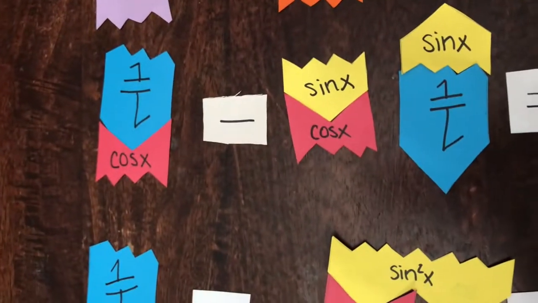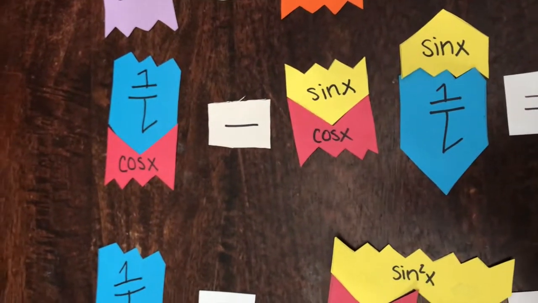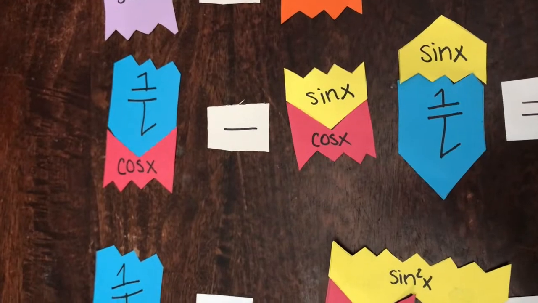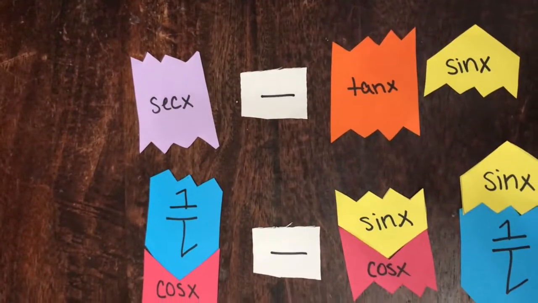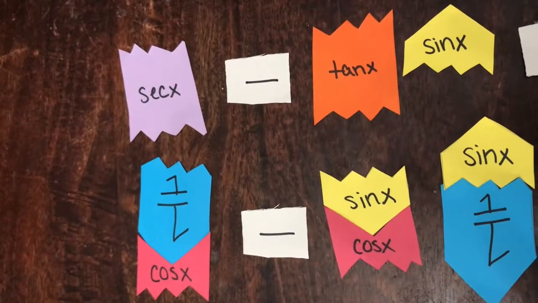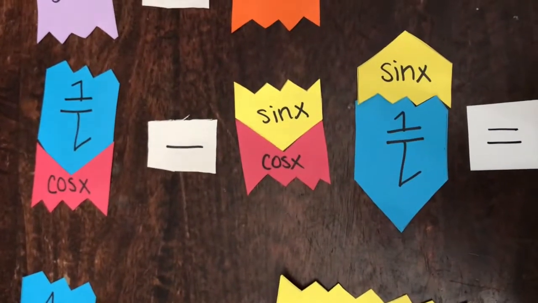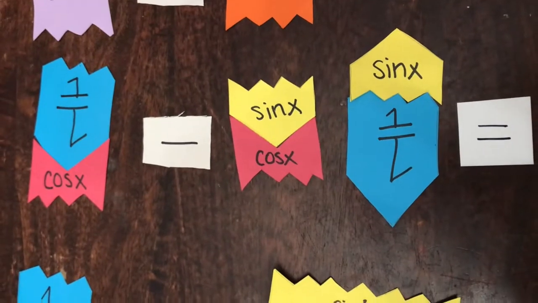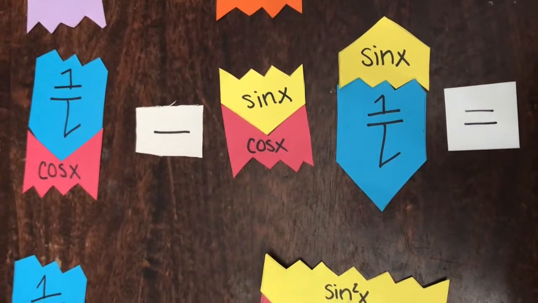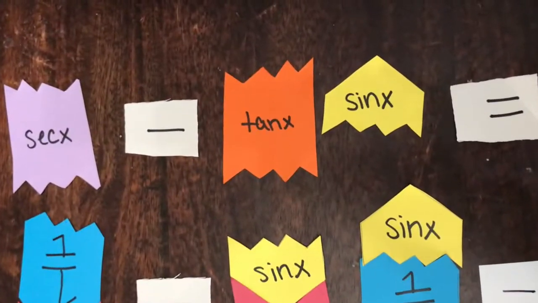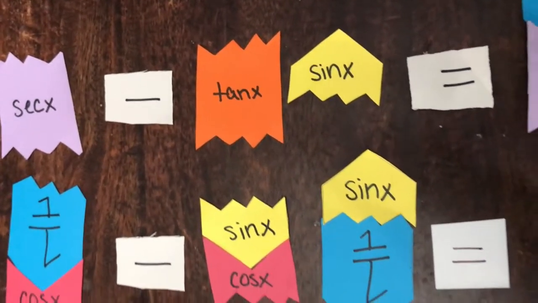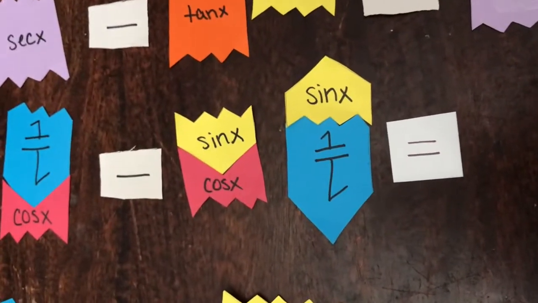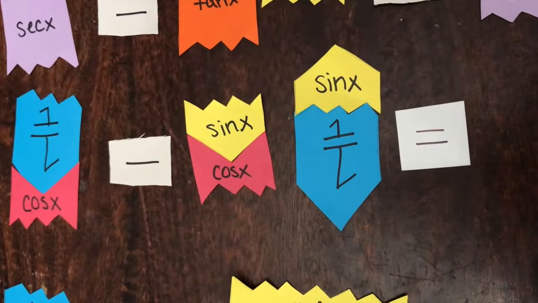Notice that when I translate these into their identities, the blue 1 and the red cosine of x come together to make the purple secant of x, the same shape as the secant of x. Same with the sine of x over cosine of x. The sine of x is yellow and the cosine of x is red, which comes together to form the orange tangent of x.